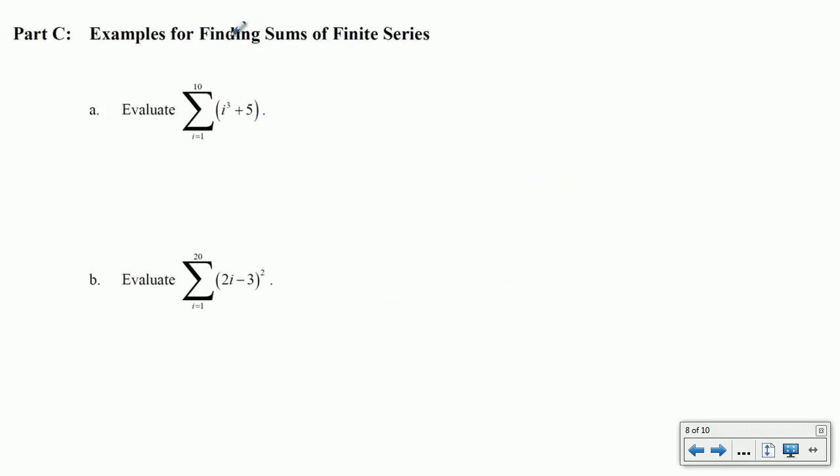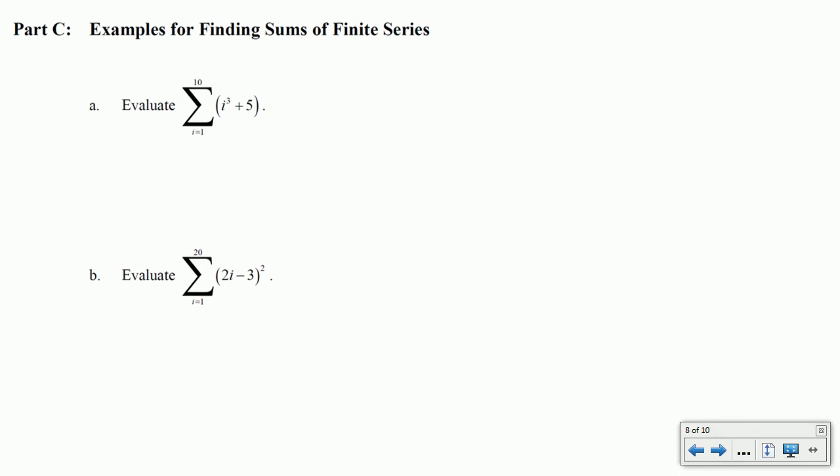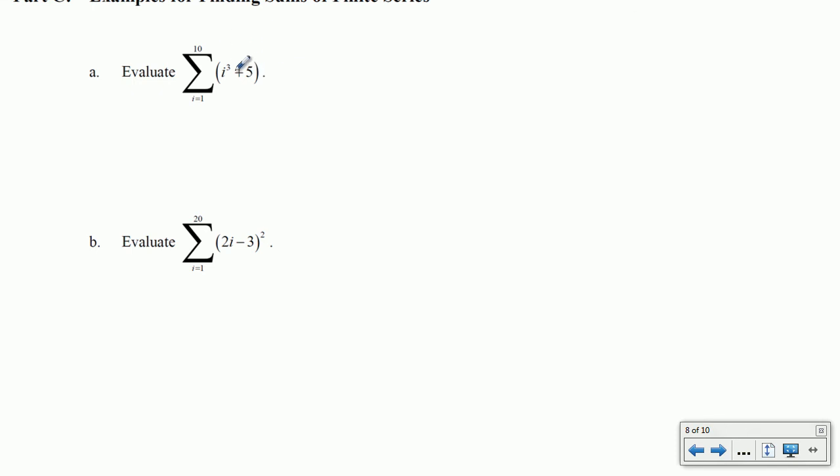So part C, we're going to look at some examples for finding sums of finite series. So first off, i cubed plus 5. So we can split this up like this.